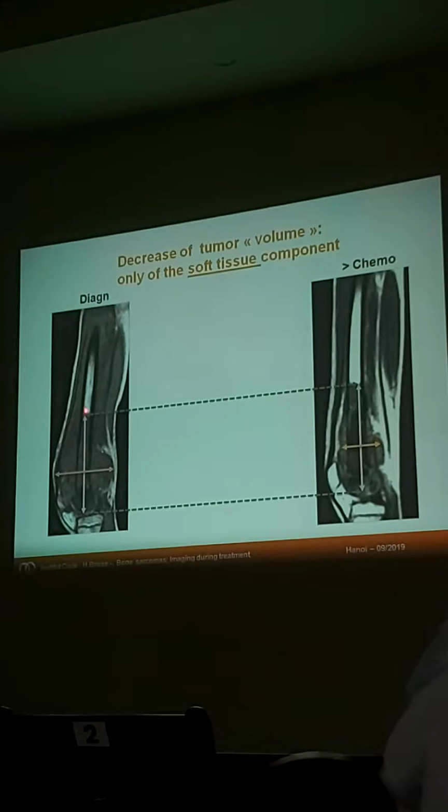Usually the height of the tumor does not change so much, because when you have disease in the medullary canal, even if there is some necrosis, the signal abnormality persists, so usually you get the same height during treatment. But the soft tissue part is decreasing with chemotherapy, and this is the one you can measure, and you can assess the response in volume of the soft tissue part. Okay? So this is a way to provide the answer to the pediatrician during treatment.